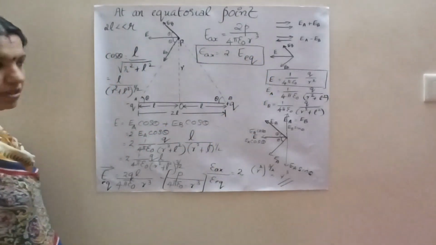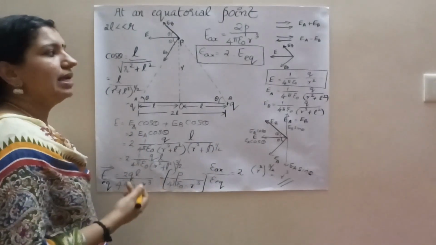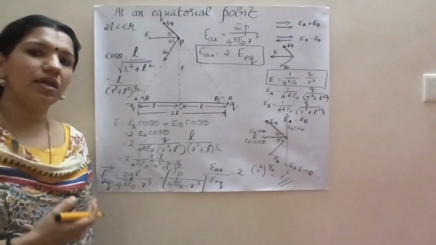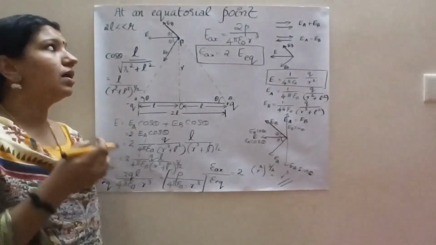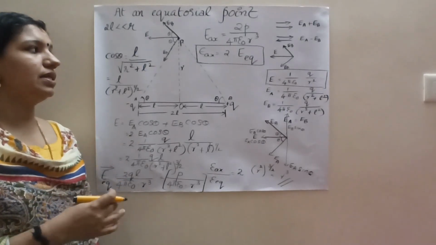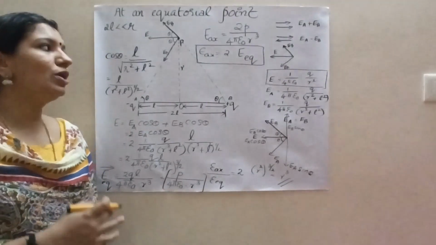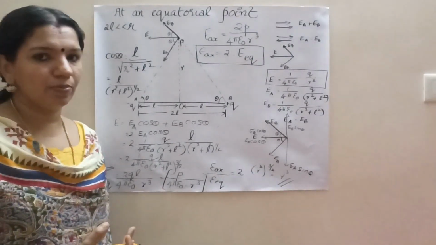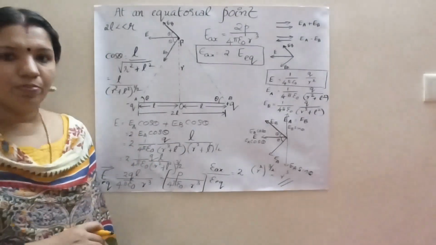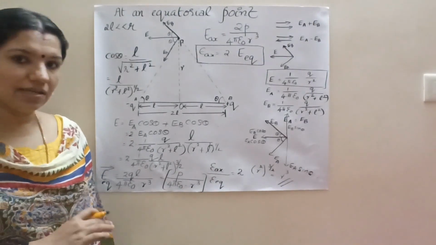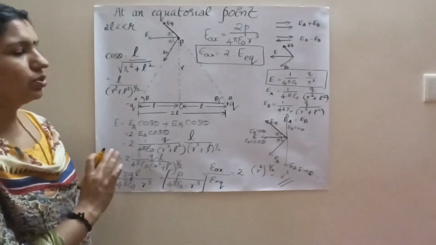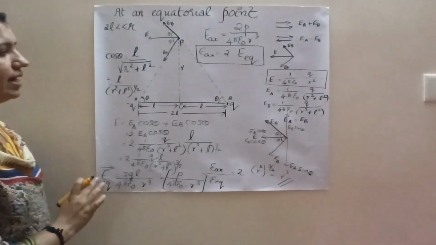Sometimes there will be derivations like this. So E axial is equal to 2 times E equatorial, to prove that the electric field intensity at an axial point in an electric dipole is 2 times that of an equatorial point. So in this way you can prove. Is it clear? I will go through the derivation once again.